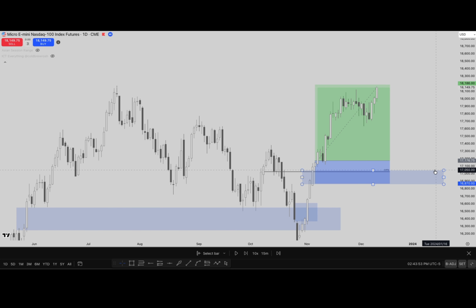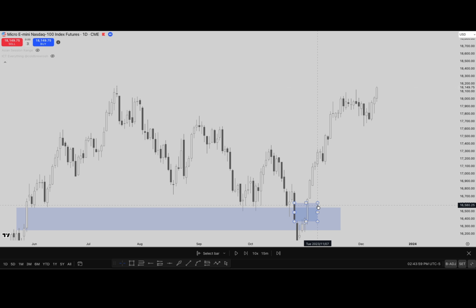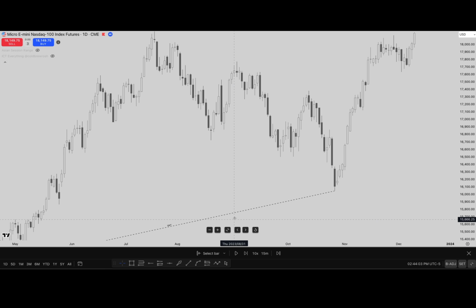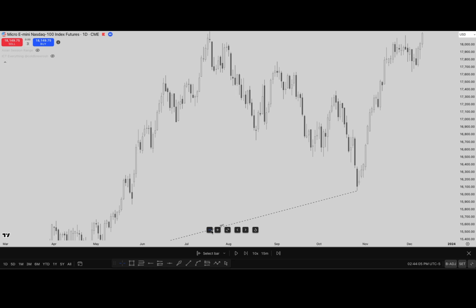But all the topics I talk about in this video are all ways you can use fair value gaps as an entry. And I recommend not to use fair value gaps alone as an entry. I would recommend pairing them with other concepts.